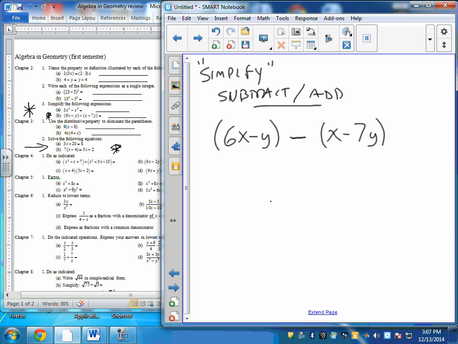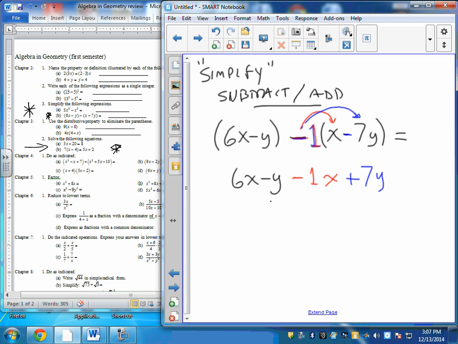A lot of students get confused here. There really is a 1 in front of the second set of parentheses. So before we do any of the simplifying or the adding like terms, we do have to do a little bit of distributing. So 6x minus y, nothing happens there. But here's where we have to be a little careful. We have this minus 1. We have to multiply it here. That's minus 1x. And we also have to multiply it against the negative 7y. So negative times a negative is a positive 7y.